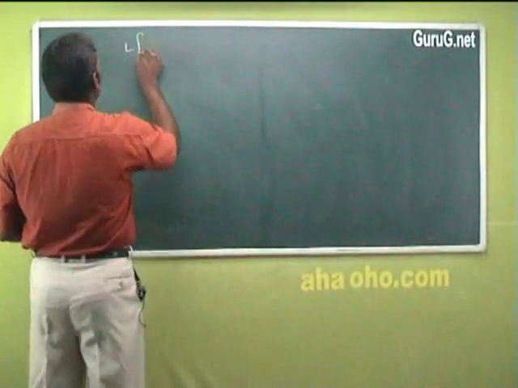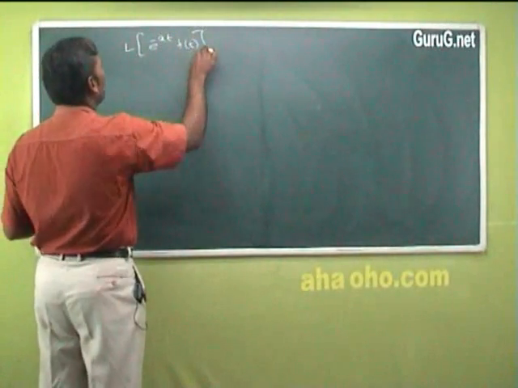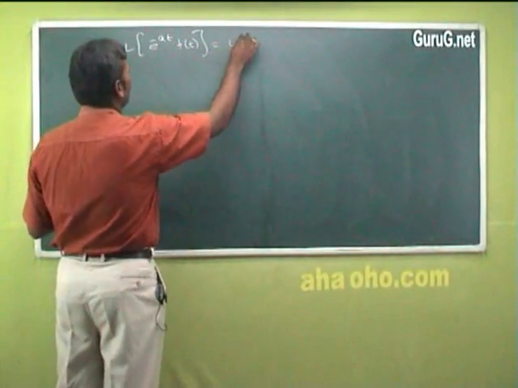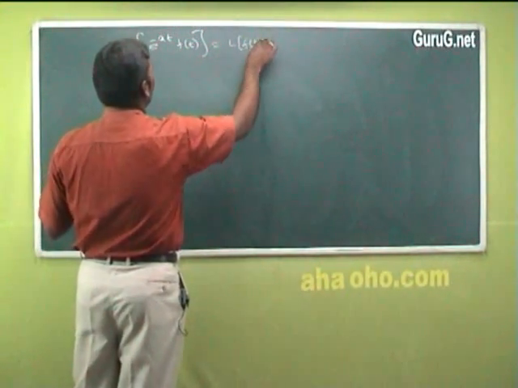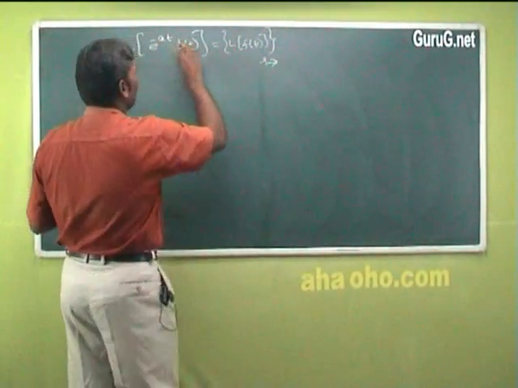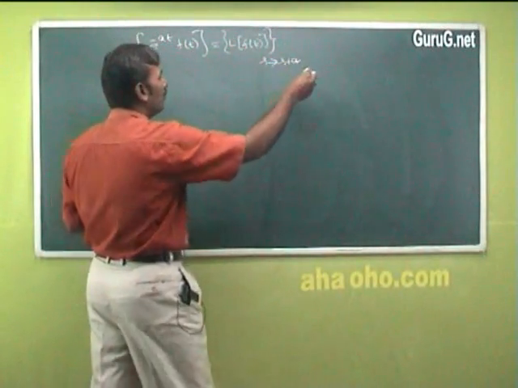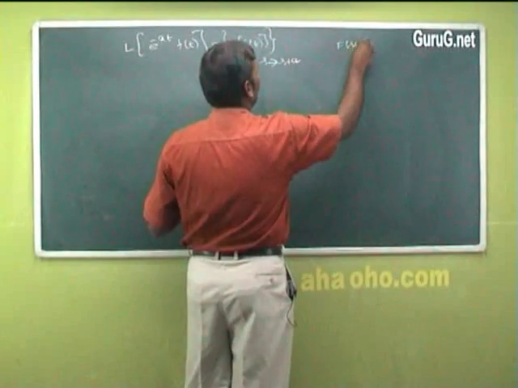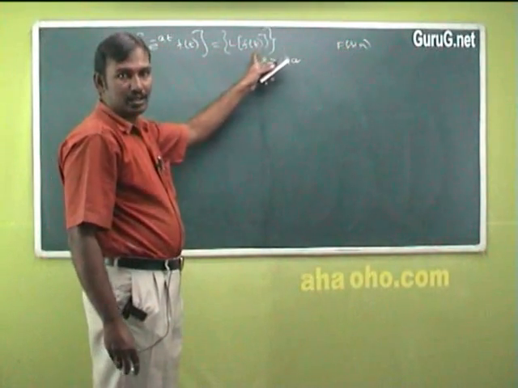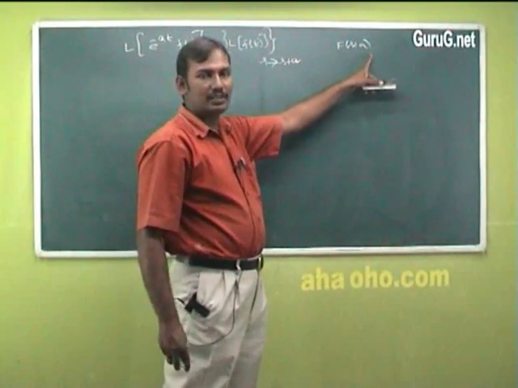For L of e power minus a t f of t, now we have to take the Laplace transform. So L of f of t, then s is replaced by s plus a, since minus a is there it becomes plus a. So what result do we get? f of s plus a. Now L of f of t is f of s, then s is replaced by s plus a, you may get f of s plus a, right?